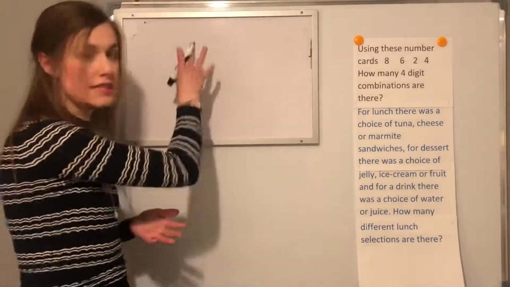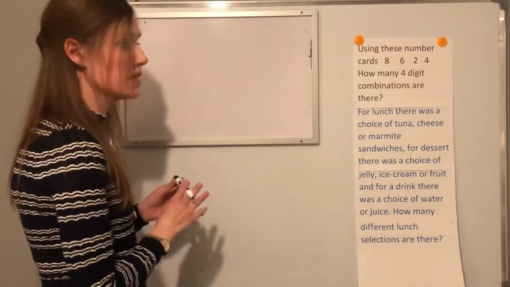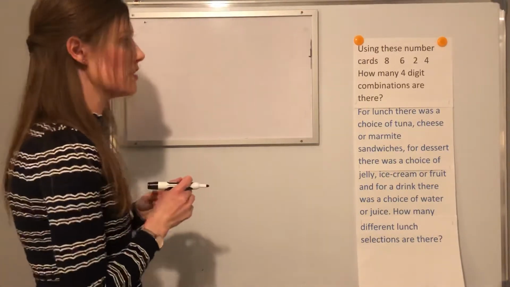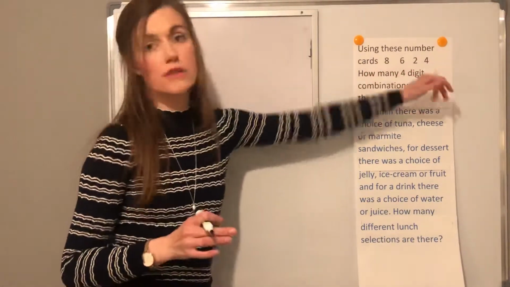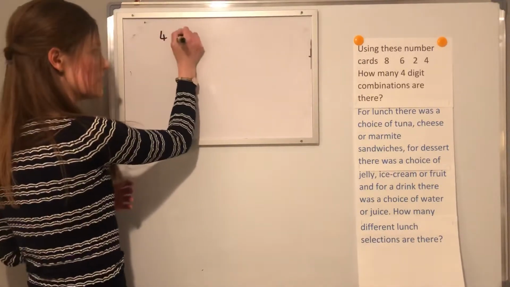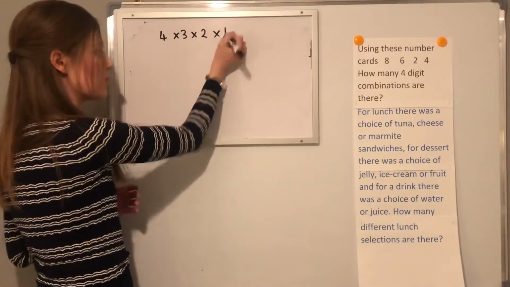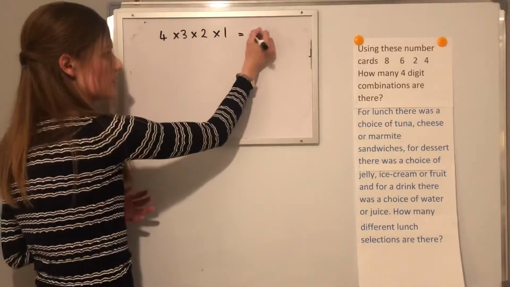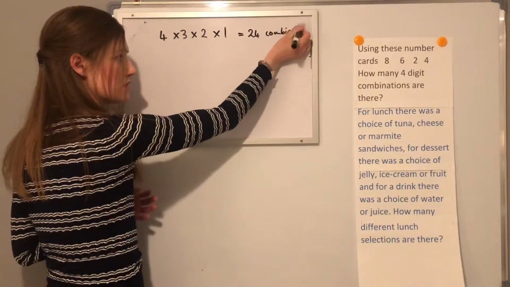there? Now in theory you could write out all the number combinations, but that would take a lot of time and you don't have much time in the 11 plus. So there's a quick way of doing it. As long as the numbers are all different, you can do 4 times 3 times 2 times 1. Which gives you 24 combinations.